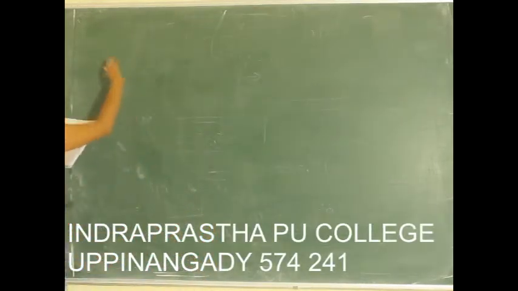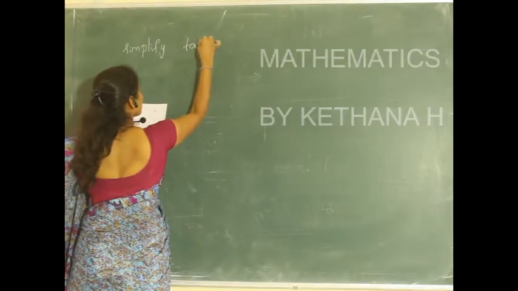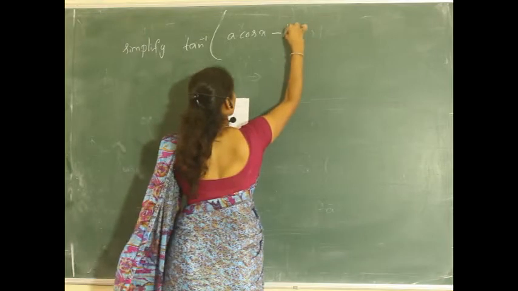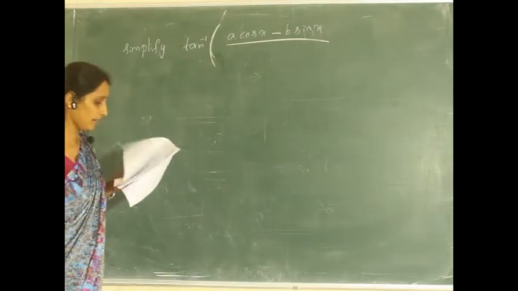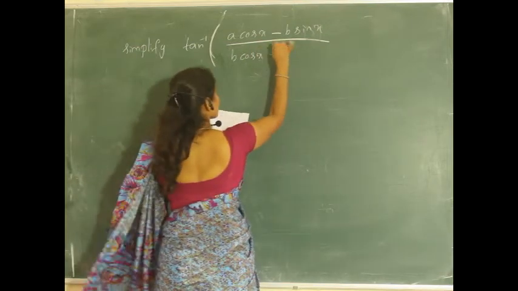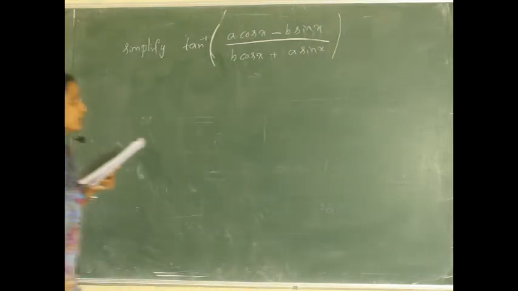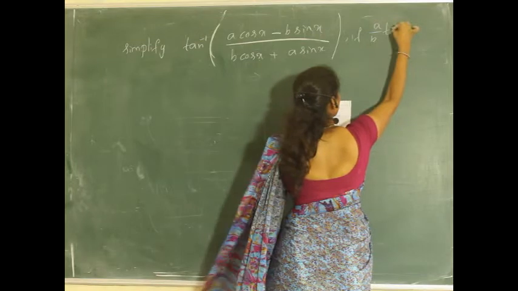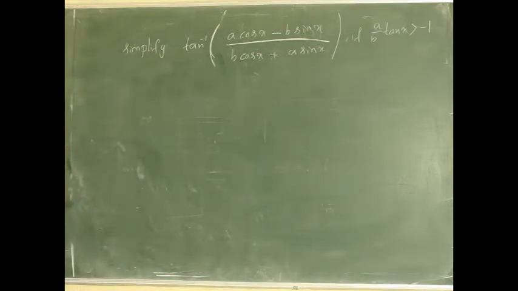The next problem will be: simplify tan inverse of (A cos x minus B sin x) divided by (B cos x plus A sin x), given the condition that A by B tan x is greater than minus 1.